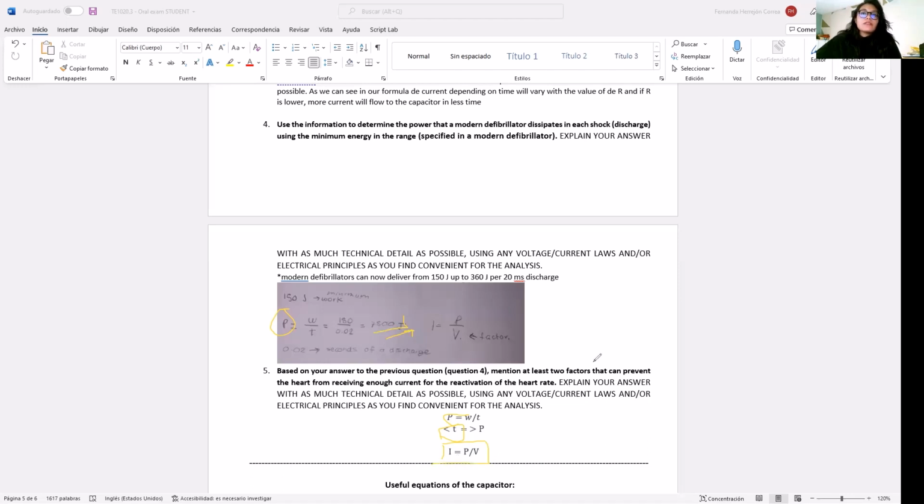And again, our second factor will be voltage, since again our current depends on our power divided by voltage. So if the voltage is lower, our current at the end will have a lower value.